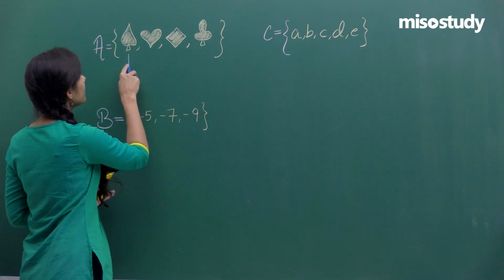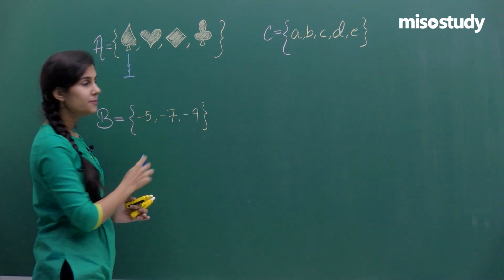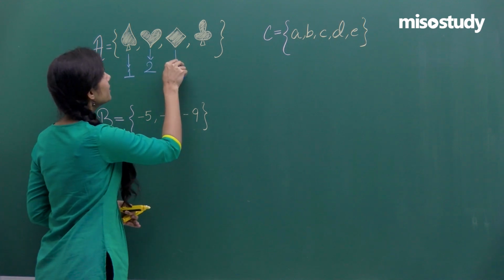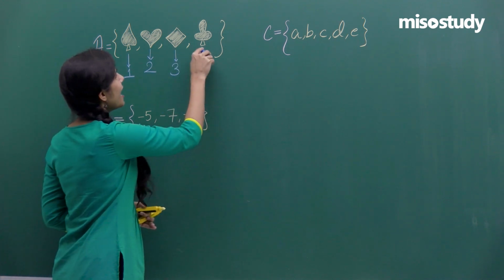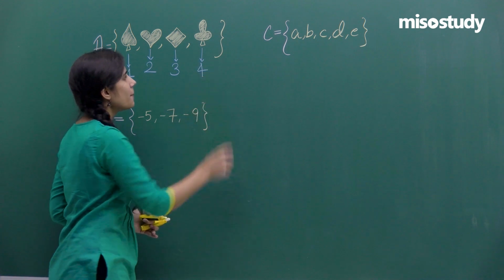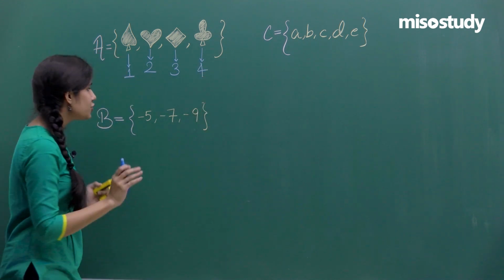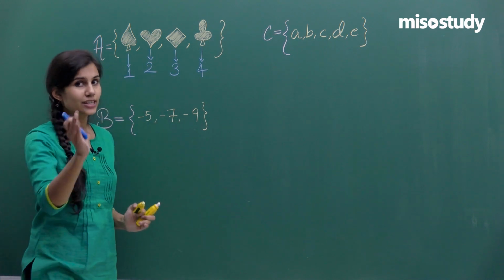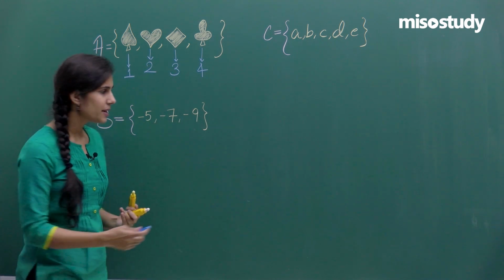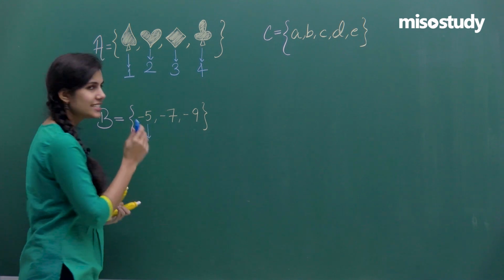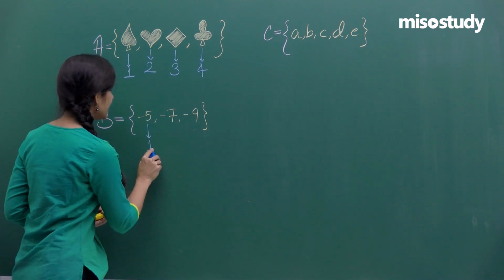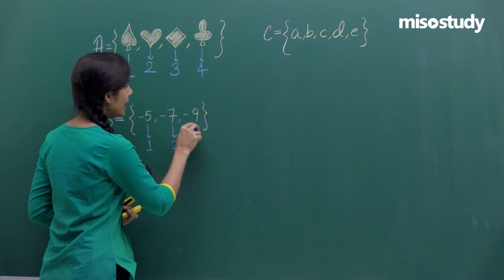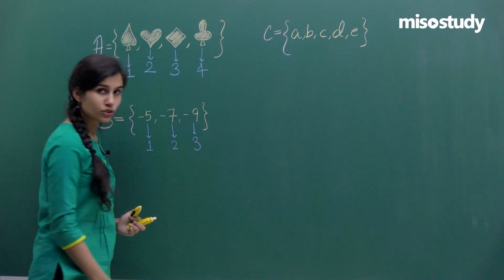The first member gets the natural number 1. The second member gets the natural number 2. The third member gets the natural number 3. And the fourth member gets the natural number 4. Similarly, try and label the members of set B with the help of natural numbers. So how will you start the labeling? Well, -5 sitting at the first position gets labeled as the natural number 1. -7 gets 2 and -9 gets 3.